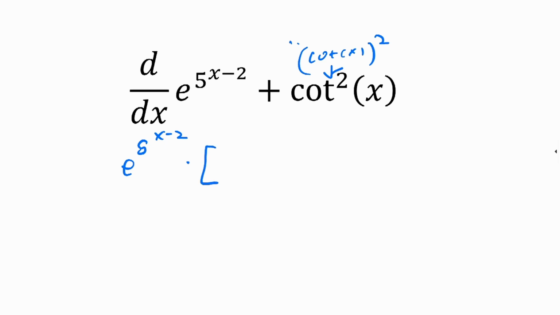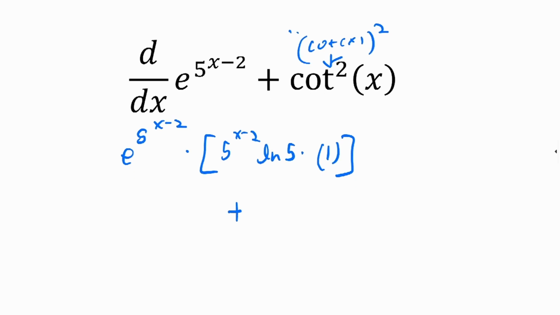So start simple, guys. Start with what you know. Now we need to do a chain rule for the derivative of 5 to the x minus 2. Well, derivative of 5 to anything is just 5 to that thing, ln 5. But we need to do a chain rule again. So we need to do a mini chain rule for x minus 2, and that's just 1. So luckily, nothing too much to worry about that derivative. There you go. But wait, we need to add the derivative of cotan squared x.